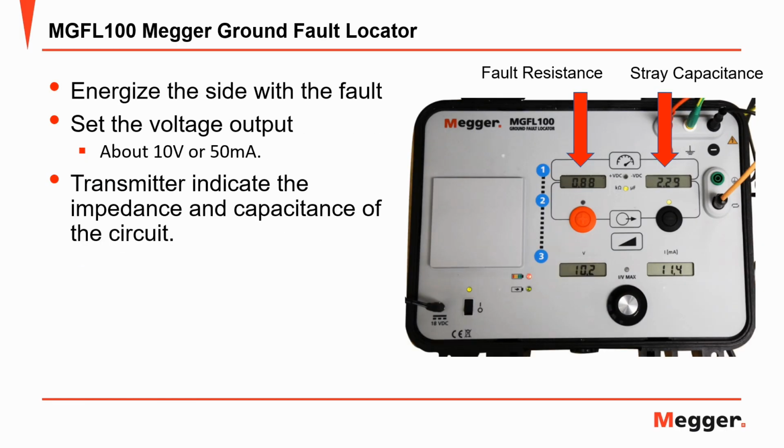Energize the side with the fault and turn up the voltage output to about 10 volts or 50 milliamps. The transmitter will now indicate the impedance and capacitance of the circuit. You can now see the value of the fault.